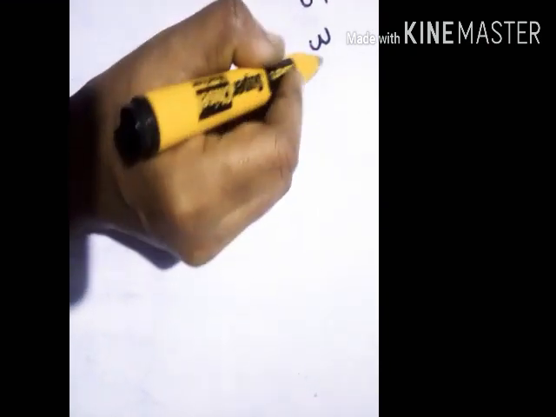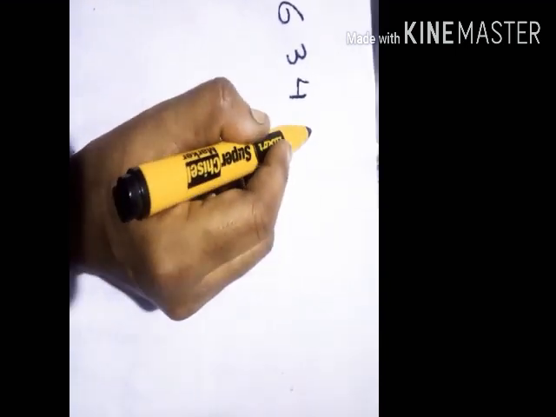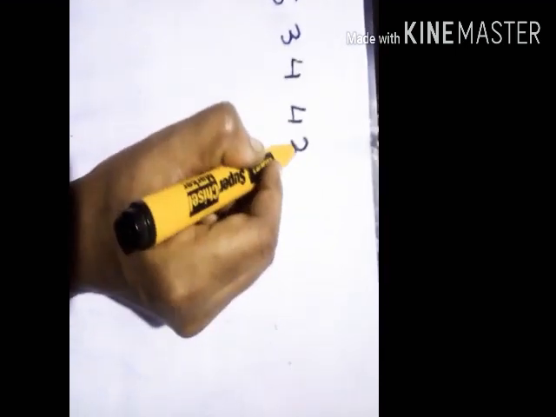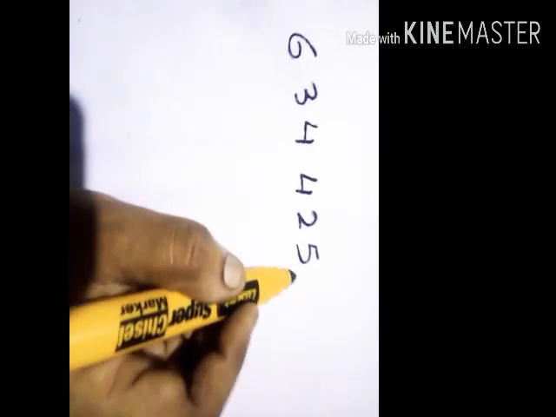So I'll take one number, that is 6 lakhs 34 thousand. I'm taking a 6-digit number itself, okay? 6,34,425.